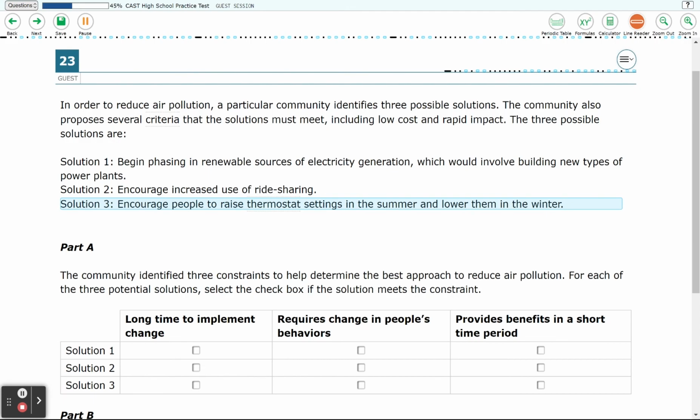For Part A, the community identified 3 constraints to help determine the best approach to reduce air pollution. For each of the 3 potential solutions, select the checkbox if the solution meets the constraint. The 3 constraints are long time to implement change. Constraint number 2 requires change in people's behavior. Constraint number 3 provides benefits in a short period of time. Select your answer to Part A now.